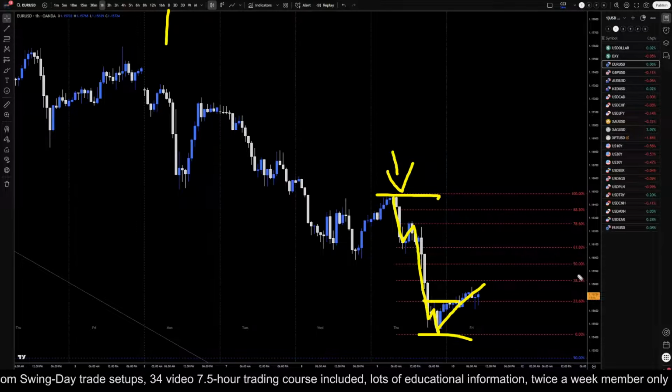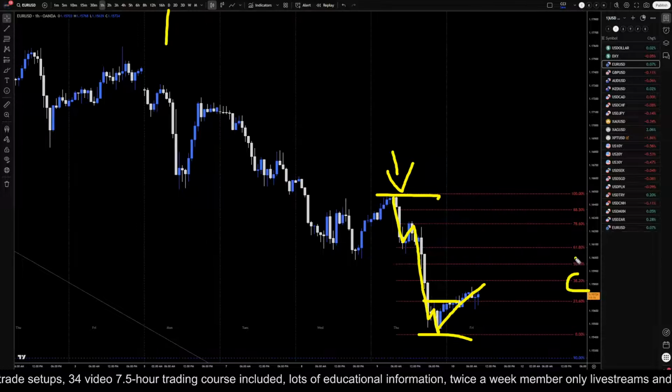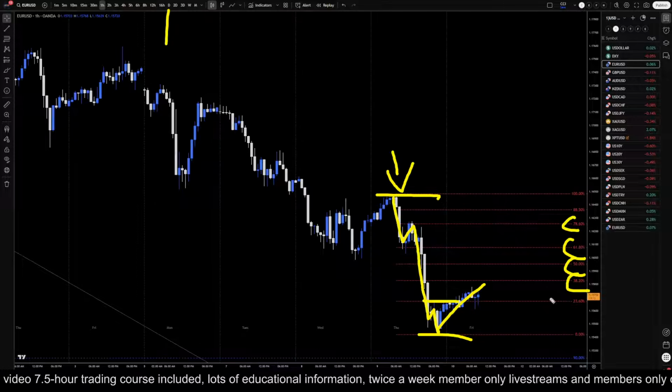So if you see any sort of a recognizable corrective three-wave pattern or anything like that to any one of these Fibonacci levels with a nice engulfing move to the downside, then I definitely would take it as a short.